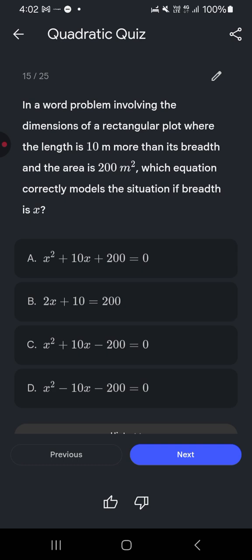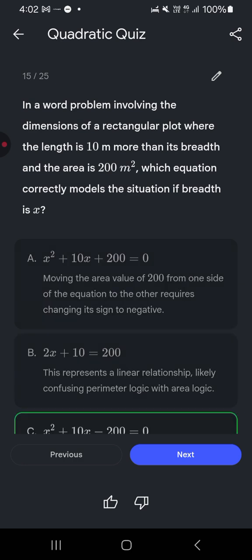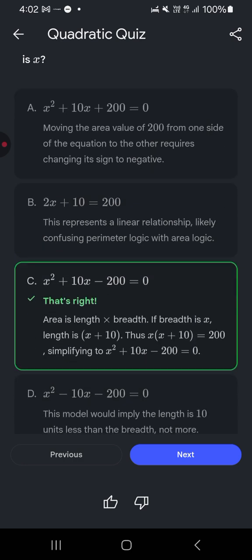In a word problem involving the dimensions of a rectangular plot where the length is 10 meters more than its breadth and the area is 200 meters square, which equation correctly models the situation if breadth is x? Option C. Area is length into breadth. If breadth is x, the length will be x plus 10. Thus, x into x plus 10 is equal to 200, simplifying to x square plus 10x minus 200 is equal to 0.